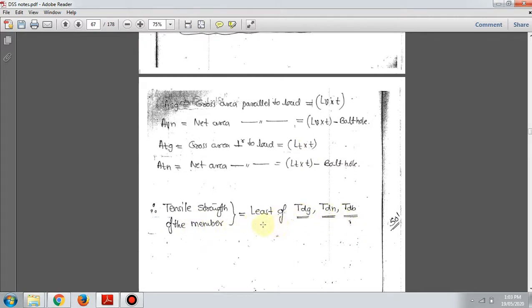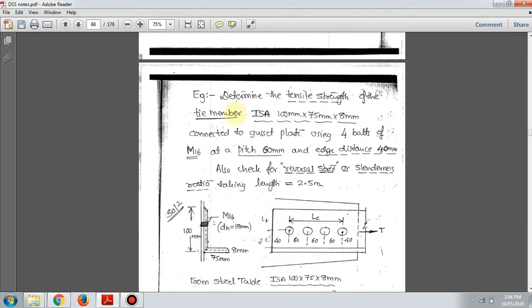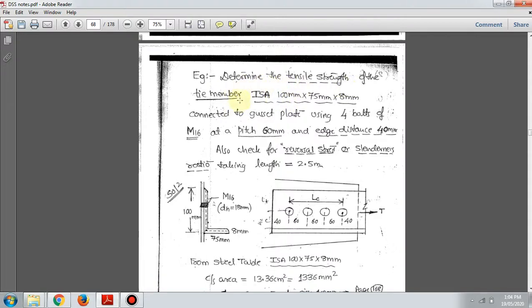So these are the three formulas: design strength due to yielding, design strength due to rupture for angle section and for plate section, and design strength due to block shear. Out of these three, the least of the three is the tensile strength of the member, the least of TDG, TDN and TDB. Hope you understood the simple formulas and important terms that are used to find the tensile strength of a member.